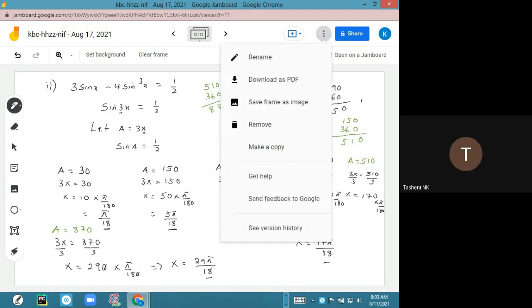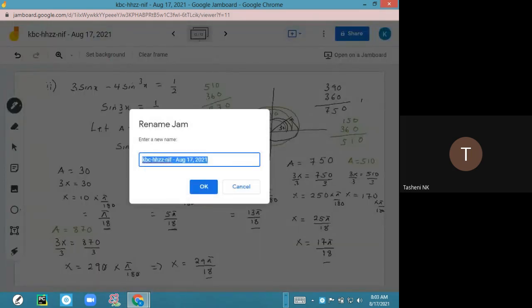Sir, so in cases where x is not being multiplied by any number, we don't need to use the coterminal angles? No, no need. Next: trig identities and equations.